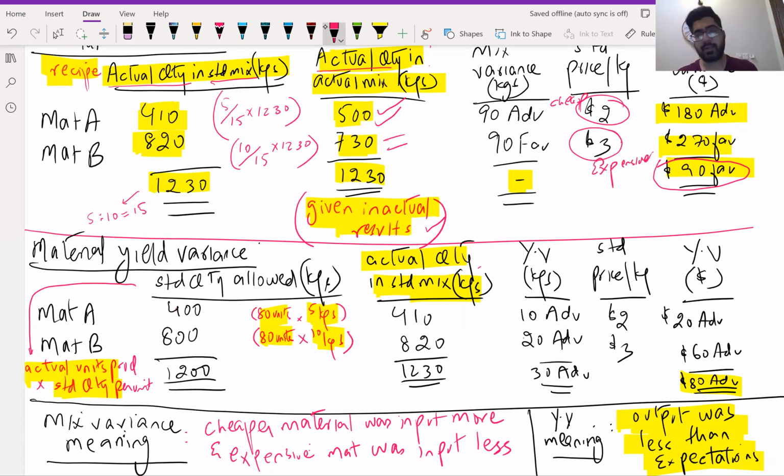It's just one learning point that when yield variance is favorable, output more. Yield variance adverse, output less. Here, yield variance is 80 adverse, output is less. But mixed variance favorable means the cheaper material out of A and B, the cheaper is A, that's input more, 500 in place of 410, and expensive B, that's input less.